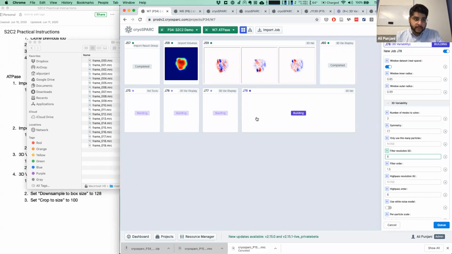What you can also do in that scenario is create a mask. If you're only interested in symmetric flexibility, create a mask that only includes one subunit of your symmetric molecule. Then you'll be forcing 3D variability to only find motions of that subunit that all the subunits have within them, but not coordinated motion of the entire molecule across the symmetry, if that makes sense.